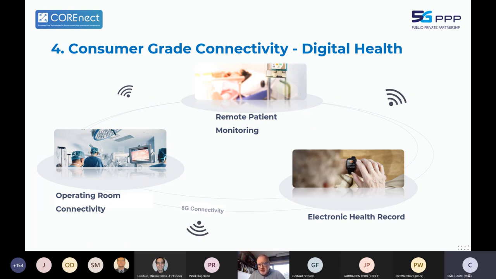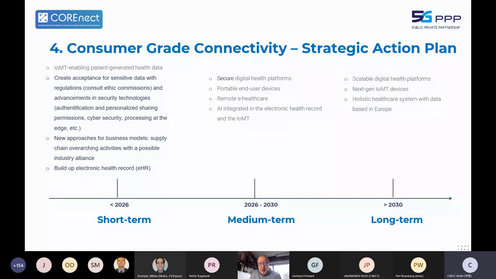So we really need connectivity here between the electronic health records of a patient, operating room connectivity, and remote patient monitoring. And everything should be connected, and everything should be ensured that everyone has the same data available. Of course, taking into account the privacy ruling and ensuring that privacy is maintained. So short term, what is needed is the Internet of Medical Things, enabling patient general health data to be available. Create acceptance for sensitive data with regulations.